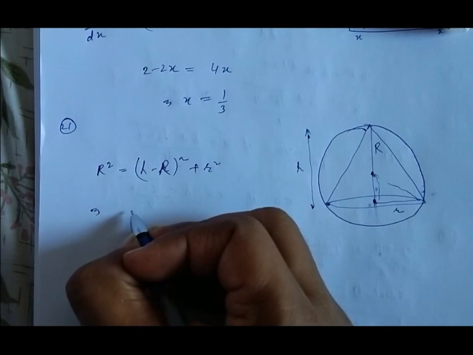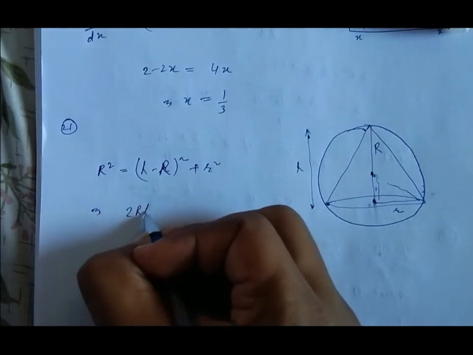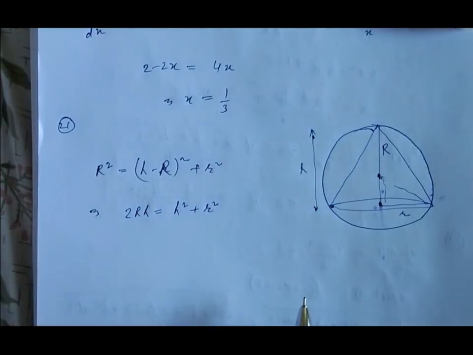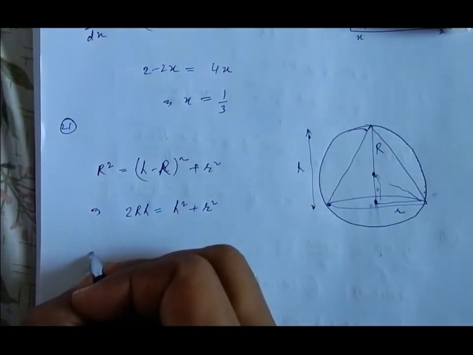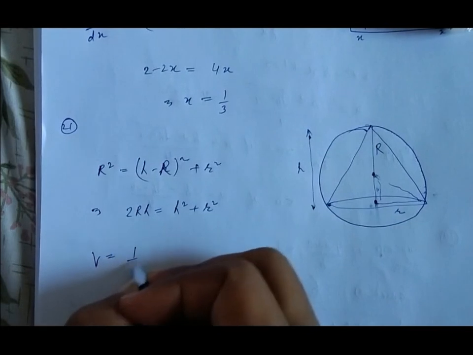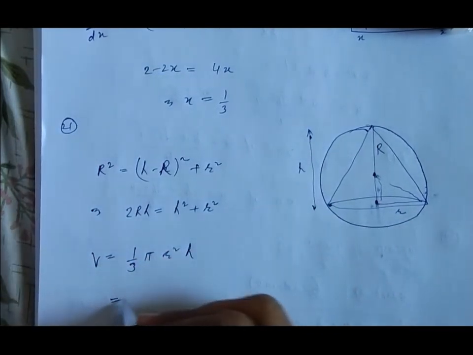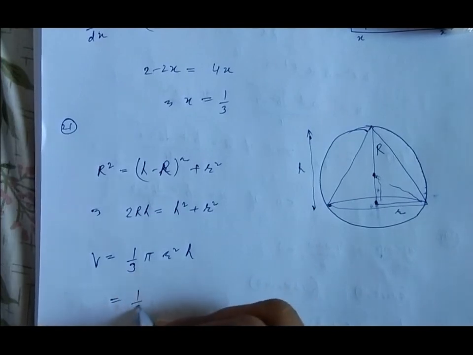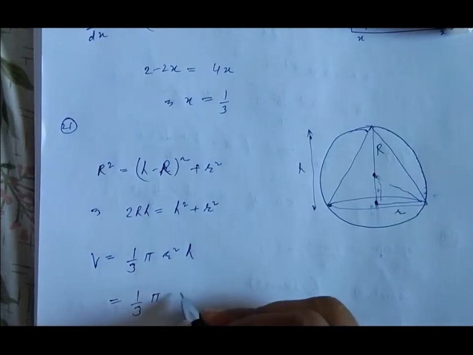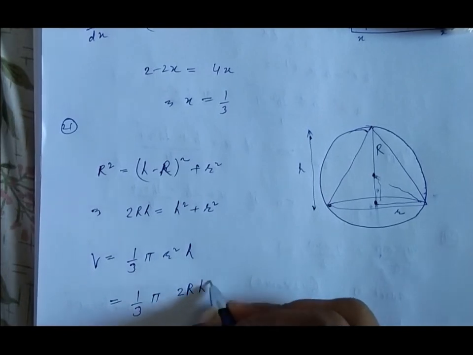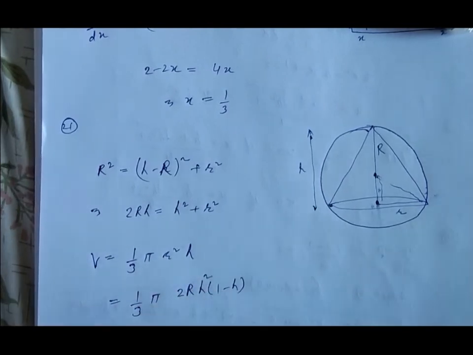This implies 2Rh is equal to h square plus r square. We know the volume of the cone is 1 by 3 pi r square h. Put the value of r square over here: 1 by 3 pi (2Rh minus h square).